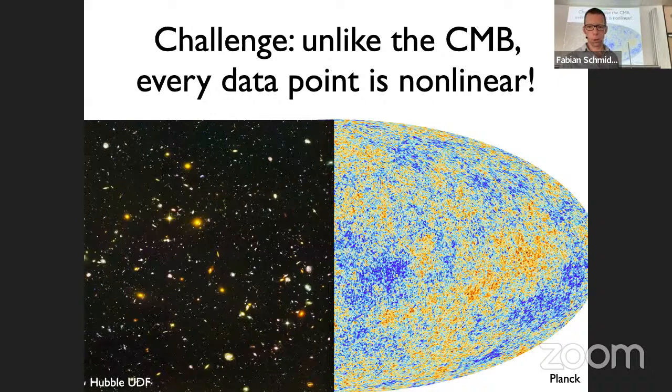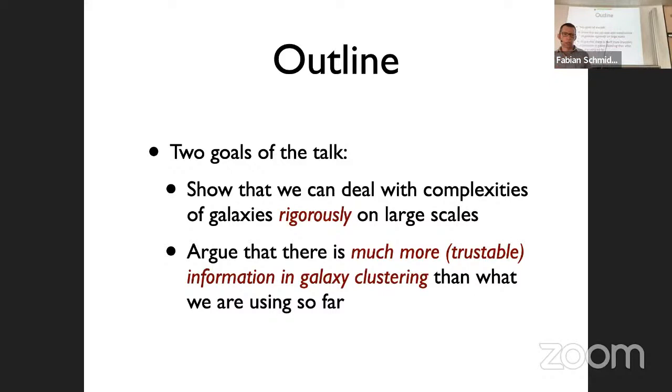So hence, the first goal of my talk will be to show that we can deal with these complexities of galaxy formation that I mentioned rigorously on large scales. If we restrict to the smooth map, to a large-scale 3D map, we can actually do this rigorously. And even if we restrict to these large scales, I hope to show that we have much more information in galaxy clustering than what we're using up to this point.